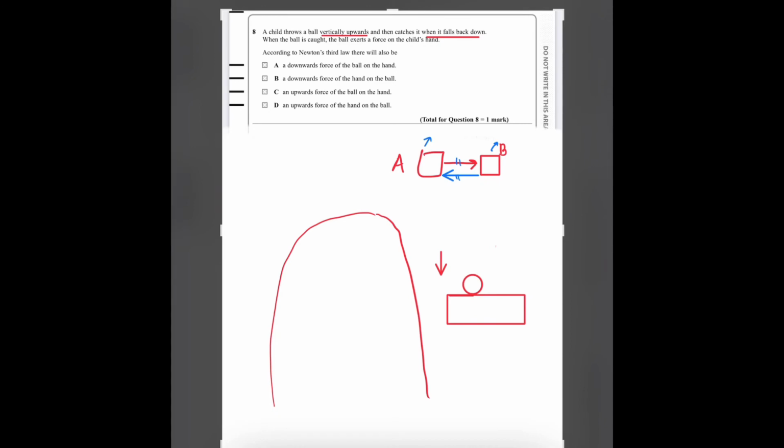The question says that the ball exerts a force on the child's hand, so the force from the ball is downwards, so the equal and opposite force would be upwards, right? So either C or D. And then the ball exerts a force on the child's hand, so an equal and opposite force would be exerted by the child's hand on the ball, right? So the option is D, the correct option.